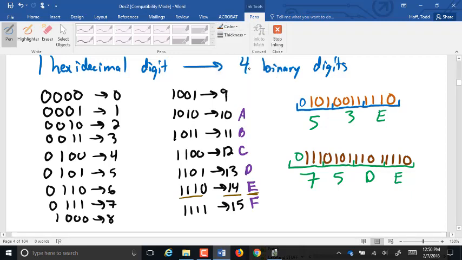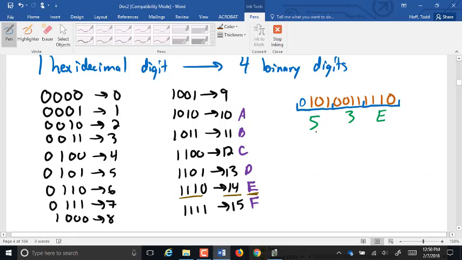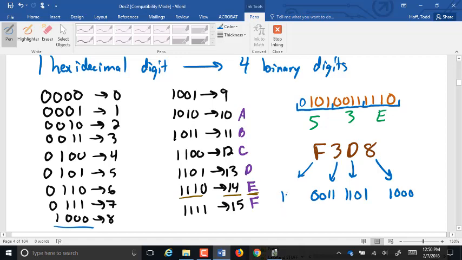Okay then. What if we go the other direction? Now, just for the sake of keeping this where we can see it, I'm going to put it right here. F3D8. What's 8? What's D? 1101. What's 3? And F? So I just converted hexadecimal into binary. It's really that quick.